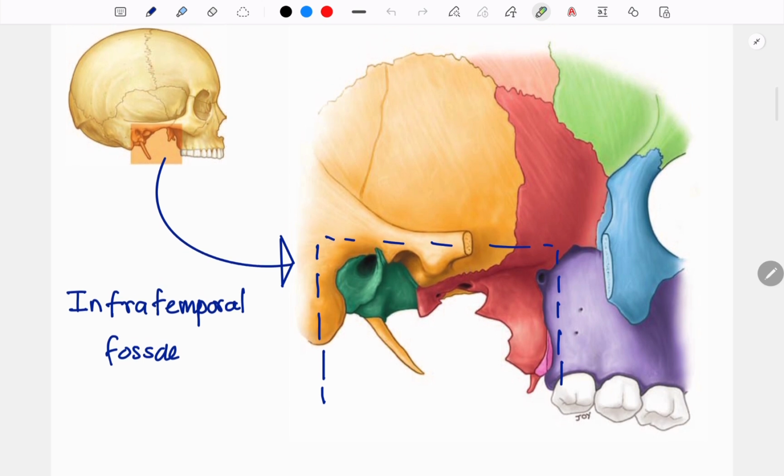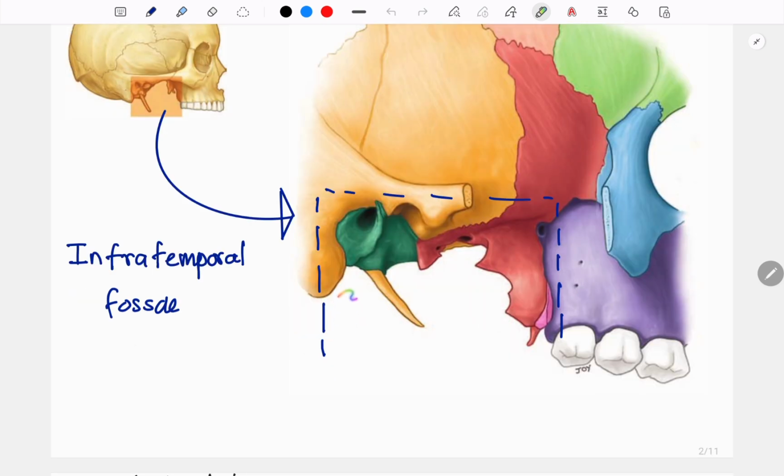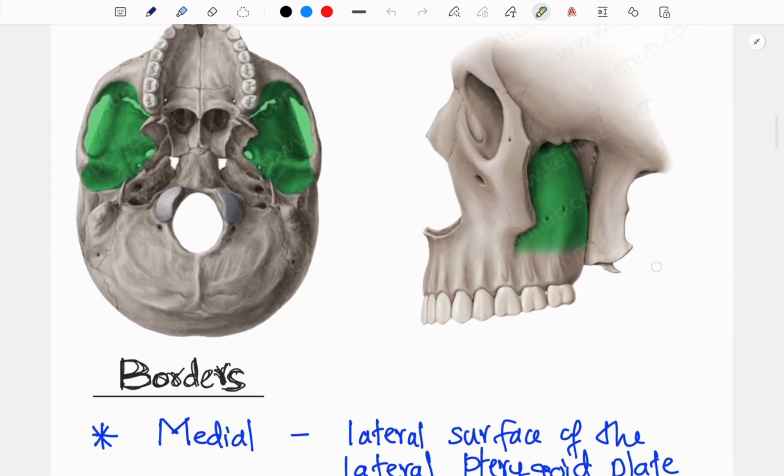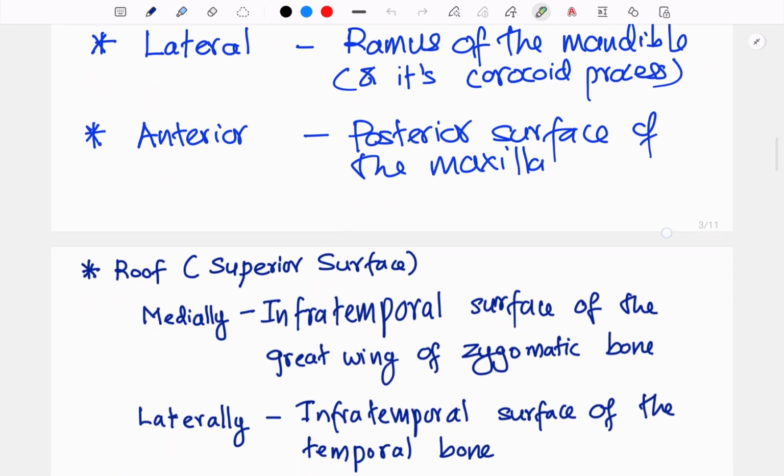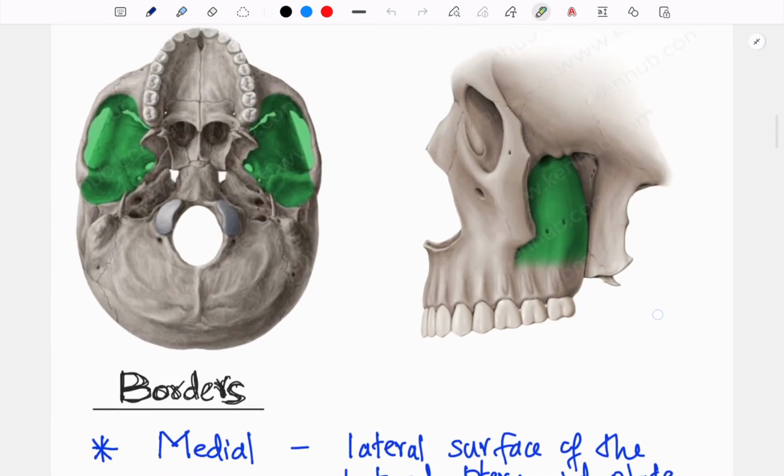Now you can see the area of the infratemporal fossa. This area is important as a passageway for neurovascular structures, and it protects them from external factors. So now let's see the borders of the infratemporal fossa.